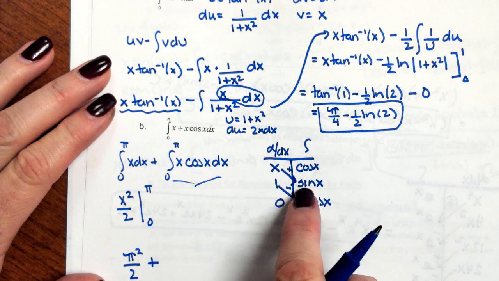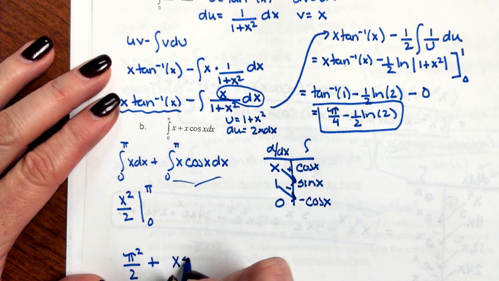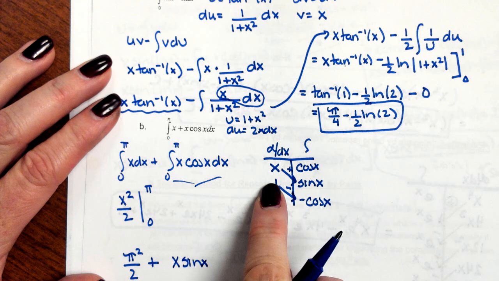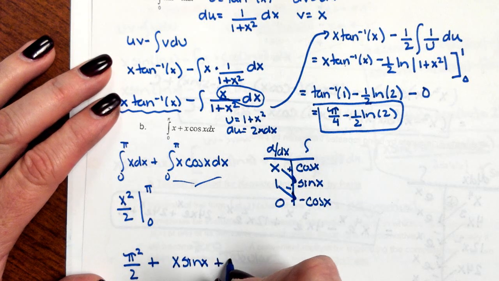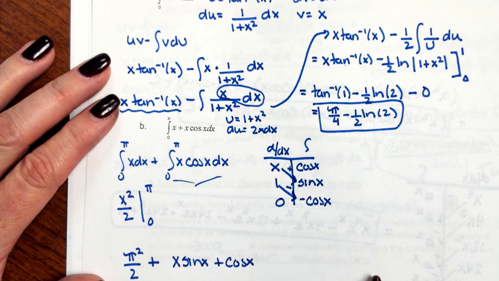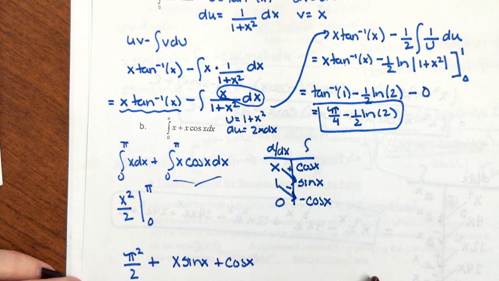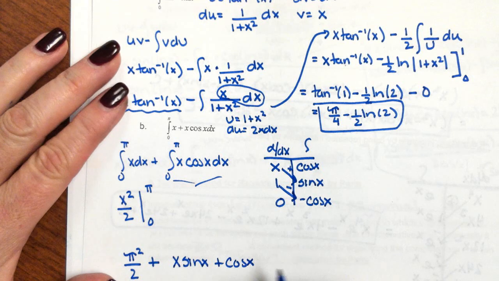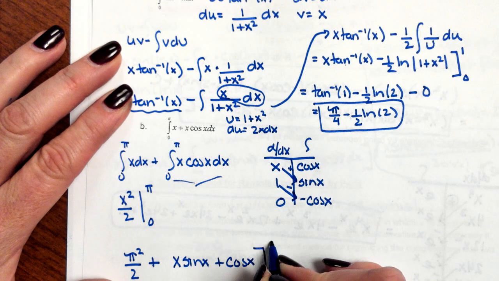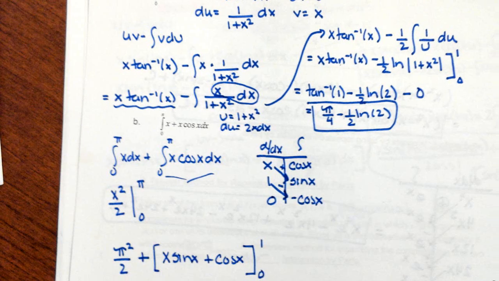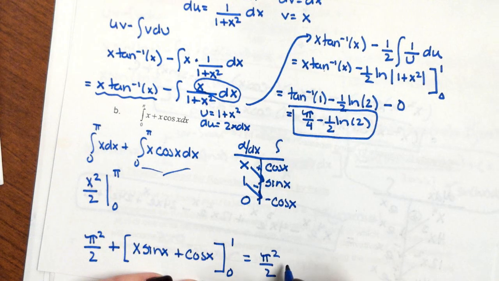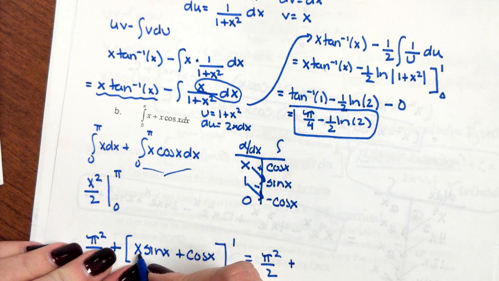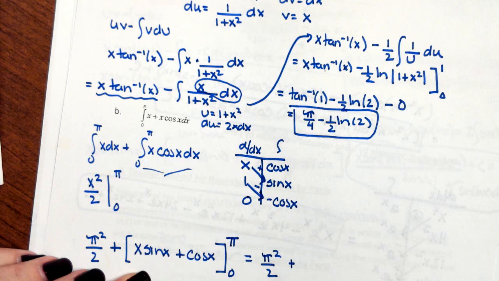So again, I have x times sine x. I have 1 times a negative negative cosine x, which is going to give me a plus cosine x. Again, I've already evaluated the pi squared over 2, so I need to find my bounds of 0 to pi for the x sine x plus cosine x. So pi squared over 2 just tags along for my answer. Plug in my pi.